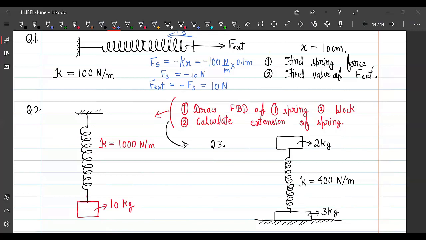Bharvi, your answer is correct. In these cases, take g is equal to 10 meter per second square. Unless specified, for all the questions in my class, just take g is equal to 10 meter per second square.